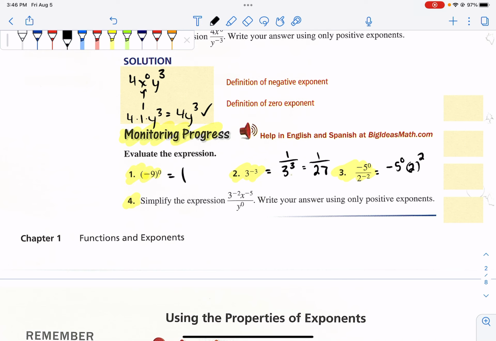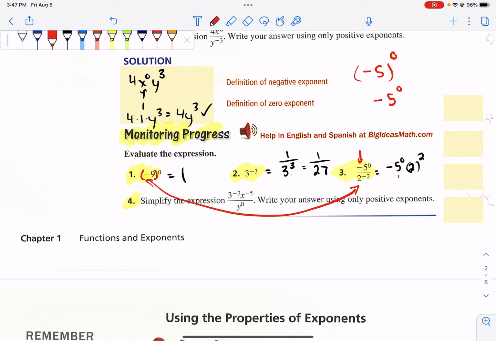Now here, guys, there's a very big difference between this example and number 1. They almost have something in common, but there's something that's a little bit different, and that's the fact that, look at this negative 9. See how it is inside parentheses? This negative is not inside parentheses. So I'm not taking negative 5 and raising it to the 0. I'm taking 5, raising it to the 0, and adding a negative to the front of it.